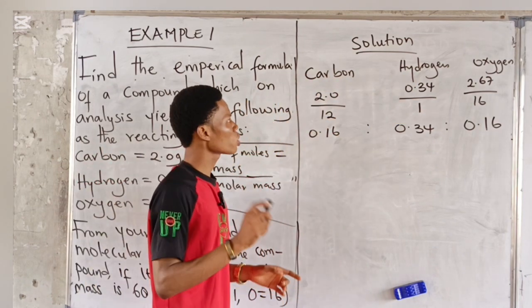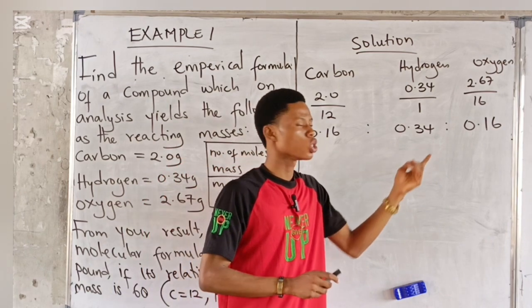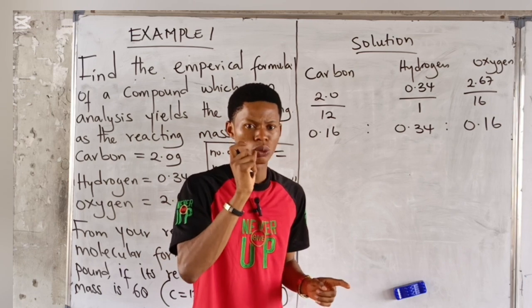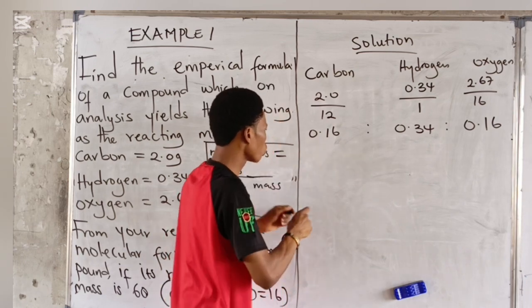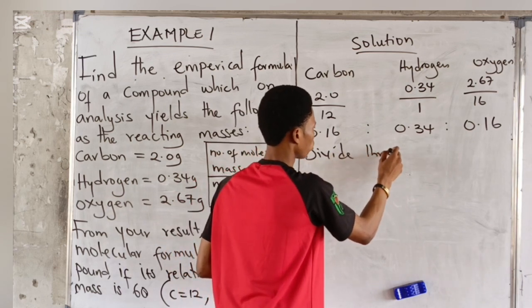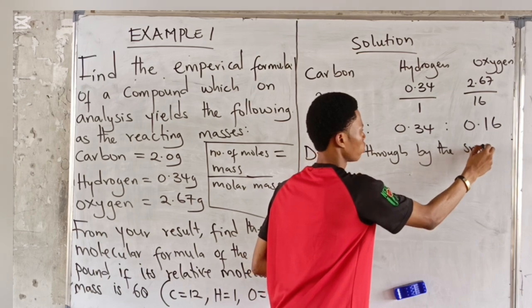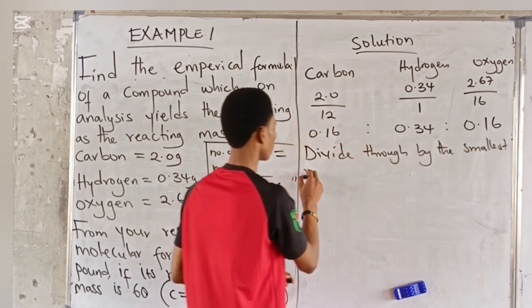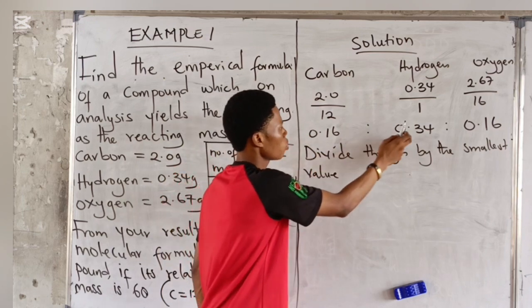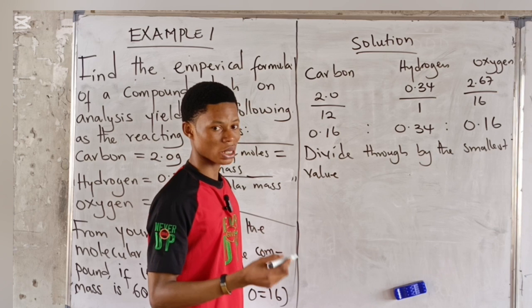Then the next step, the second step, that was step 1. The second step is, after getting your number of moles, you divide throughout by the smallest value. You divide through by the smallest value. That's the next thing. So among 0.16, 0.34, 0.16, which one is the smallest value? You agree with me that 0.16 is the smallest, right?